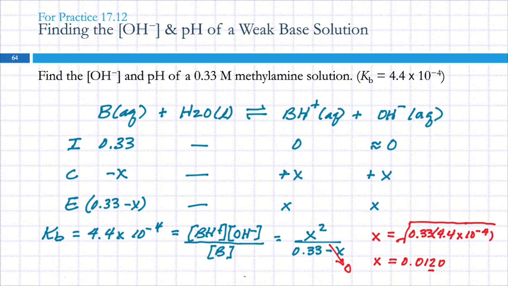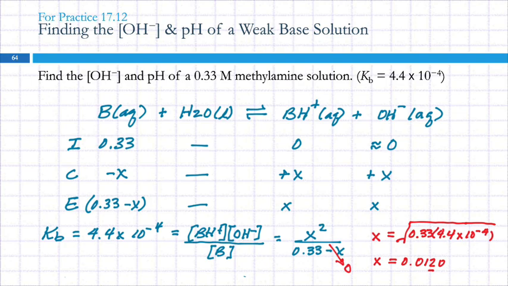x is 0.0120. How do we test that to make sure that x is small is appropriate? Yeah, we're going to divide x by what we are subtracting it from to see if it's less than 5% of it. And it is. It's 3.7%.